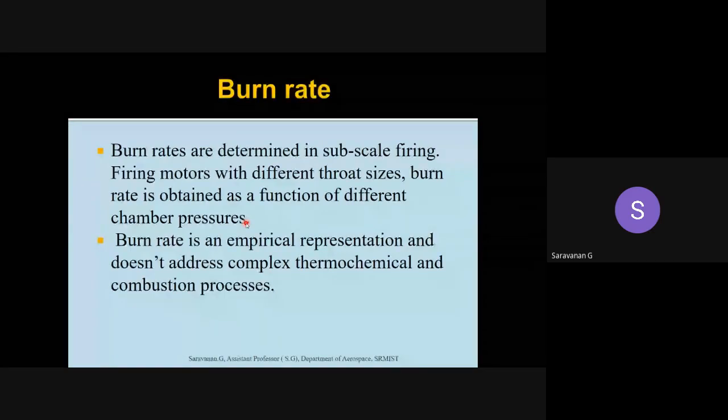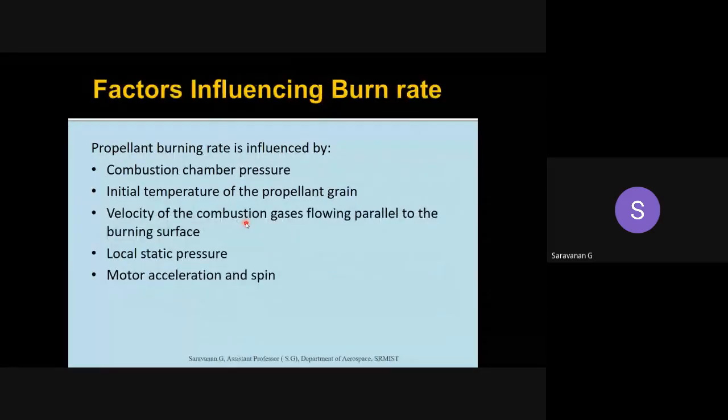So what are the factors influencing burn rate? How will the burn rate get affected or enhanced? What factors act on the burn rate? The propellant burn rate is influenced first by, as I told earlier, a very important parameter: the combustion chamber pressure. The chamber pressure of the combustion chamber is the major performance parameter which will define the burn rate.